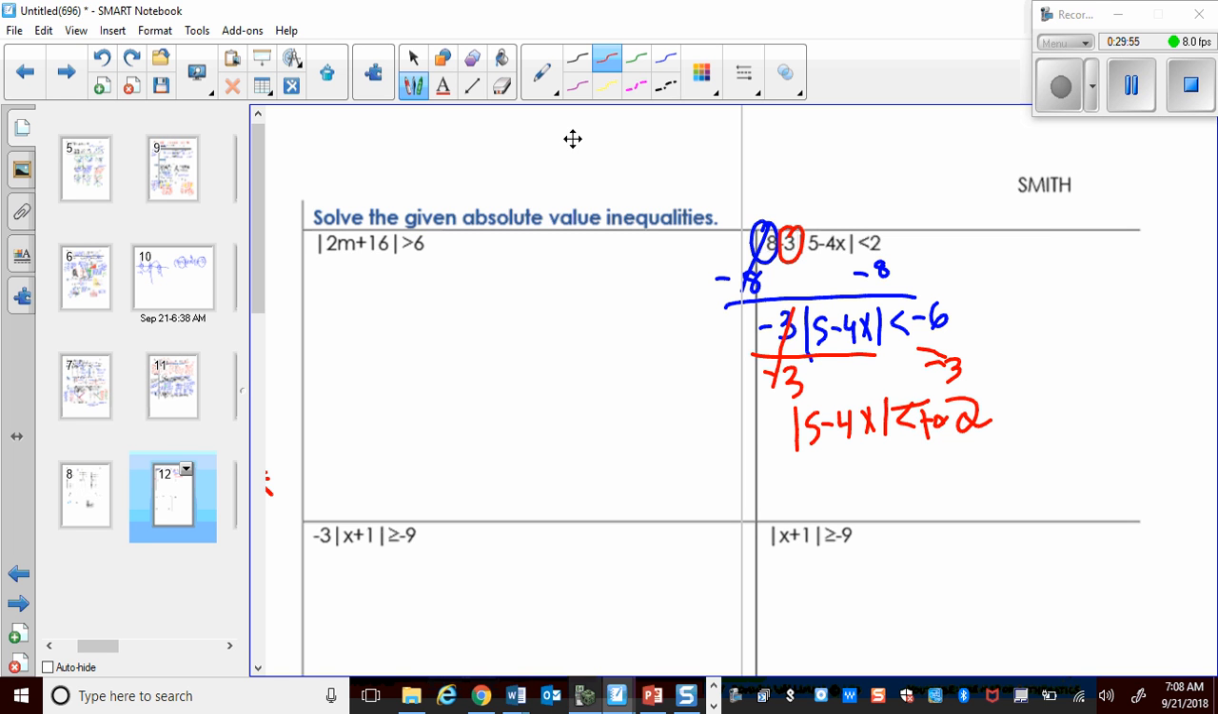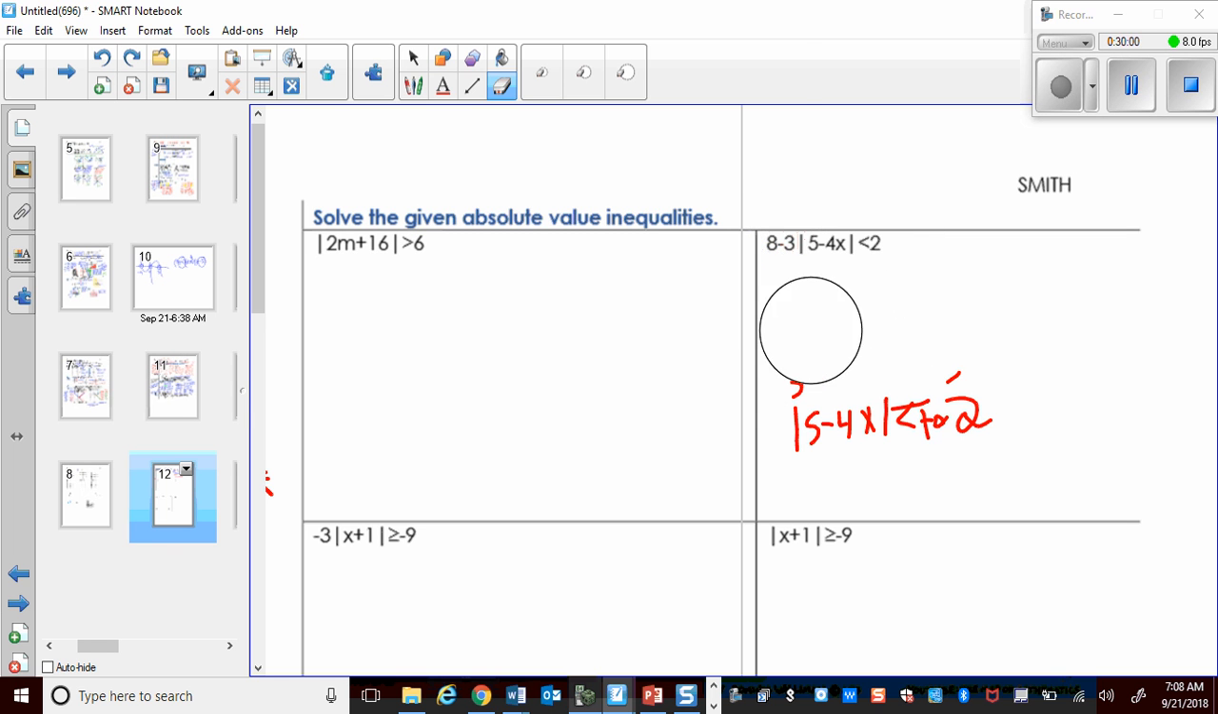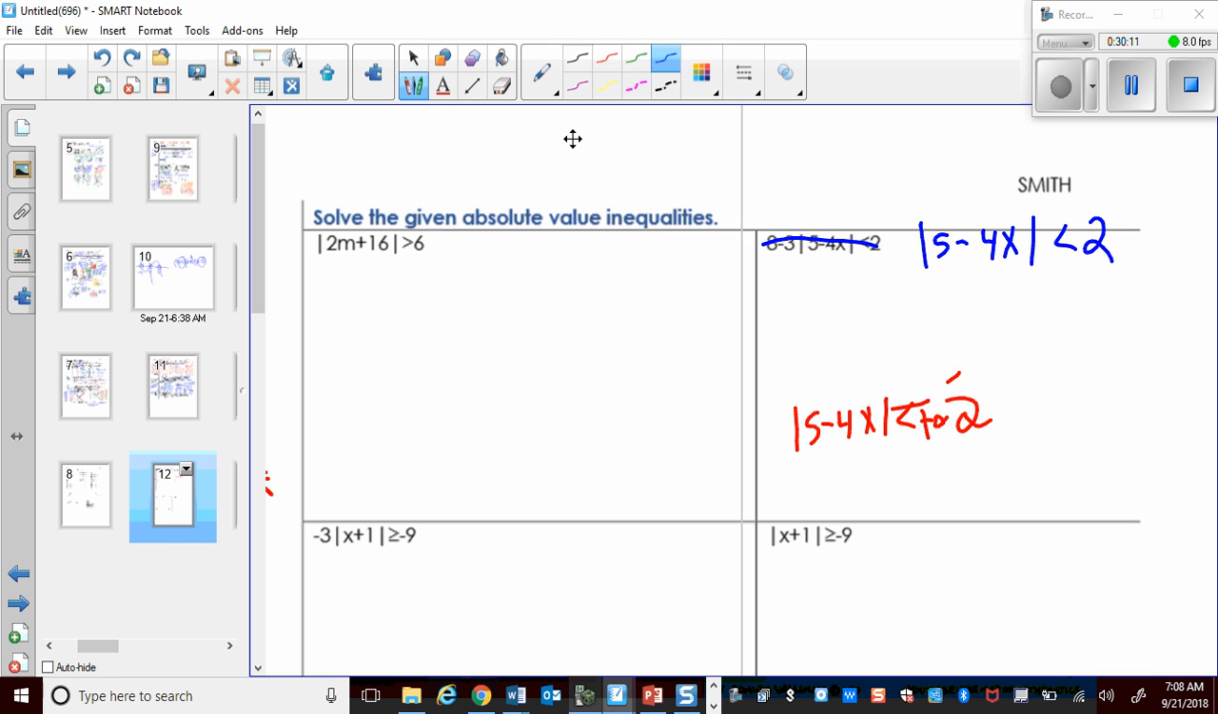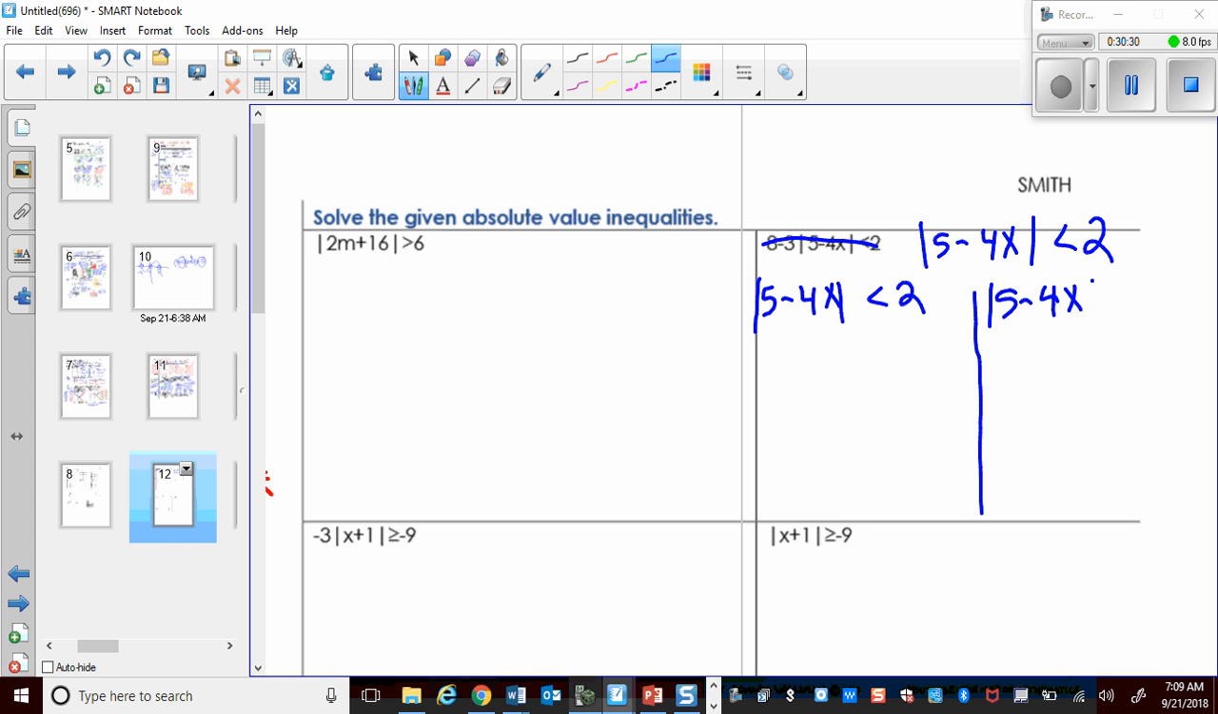Okay? So there's my new equation. There's the equation I really want to be working with. So I'm going to erase all of that, rewrite this up top. So not this. I want to work with 5 minus 4x less than 2. And what I find, I'm going to create my table. 5 minus 4x less than 2. 5 minus 4x. And don't forget, flip the symbol, make it negative.